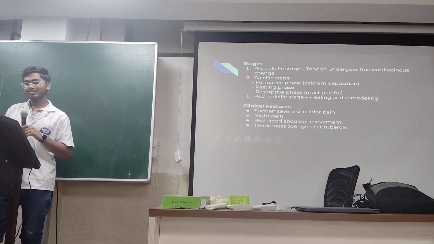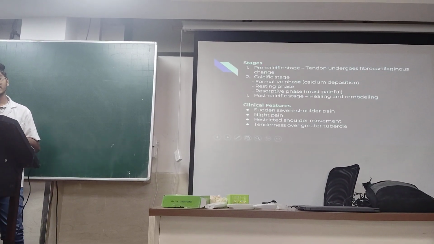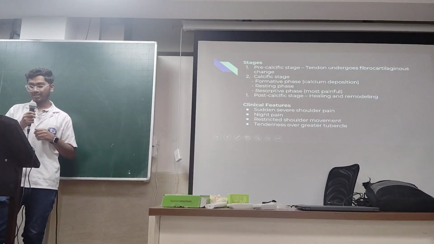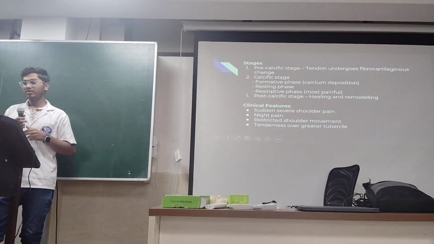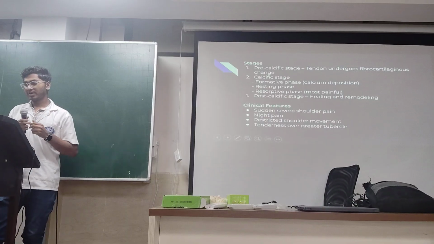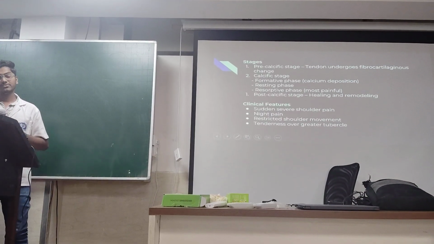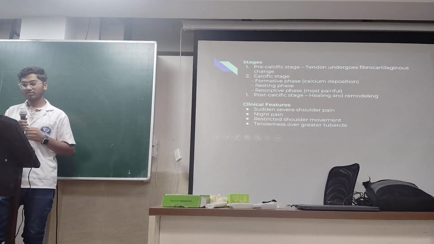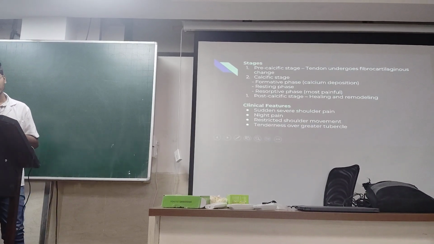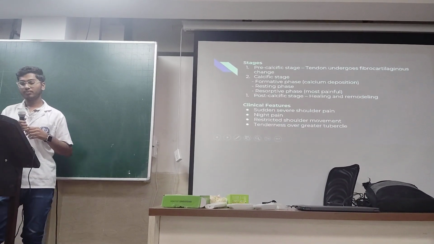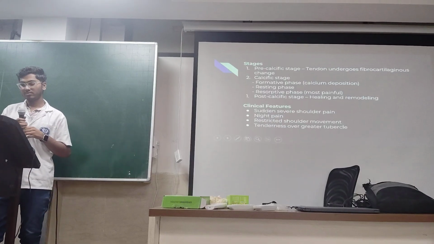Calcific tendinitis has three stages: pre-calcific stage, calcific stage, and post-calcific stage. In the pre-calcific stage, the tendon undergoes fibrocartilaginous change. The calcific stage has a formative phase, resting phase, and resorptive phase. The post-calcific stage has healing and remodeling.